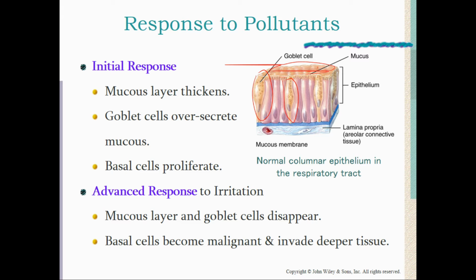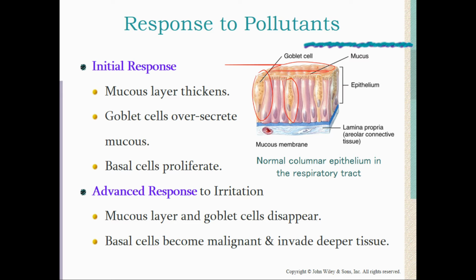The cilia on these cells will, in a wave-like pattern, move that mucus up towards the top of your trachea and up through the larynx, where it can be coughed up or just swallowed. And then that removes those irritants. So when there is a pollutant present in the respiratory tract, the goblet cells will increase their production. Goblet cells will over-secrete mucus, making that layer a little too thick, which can reduce the airflow.